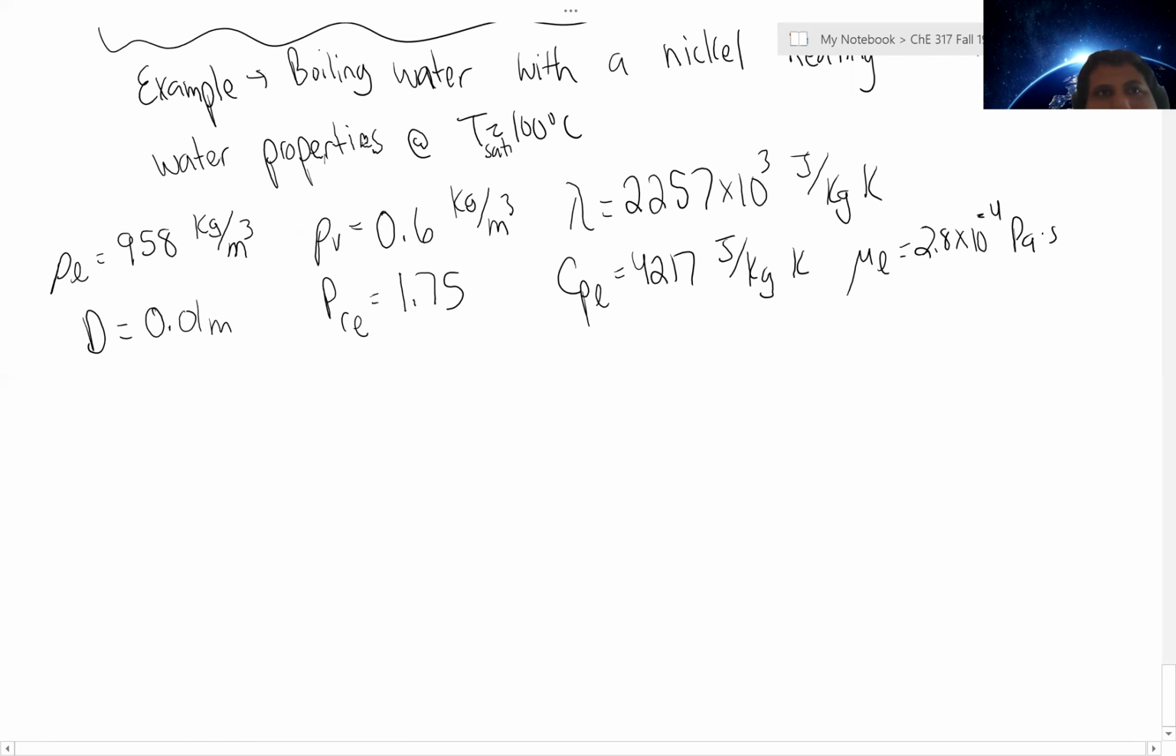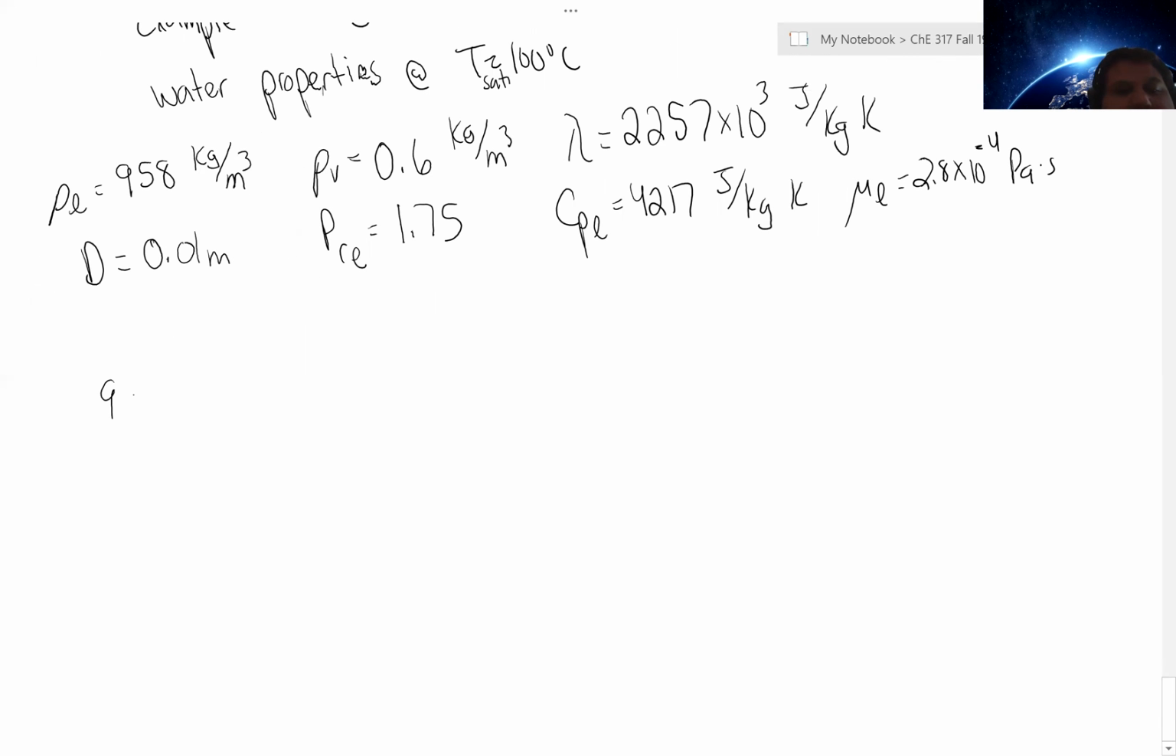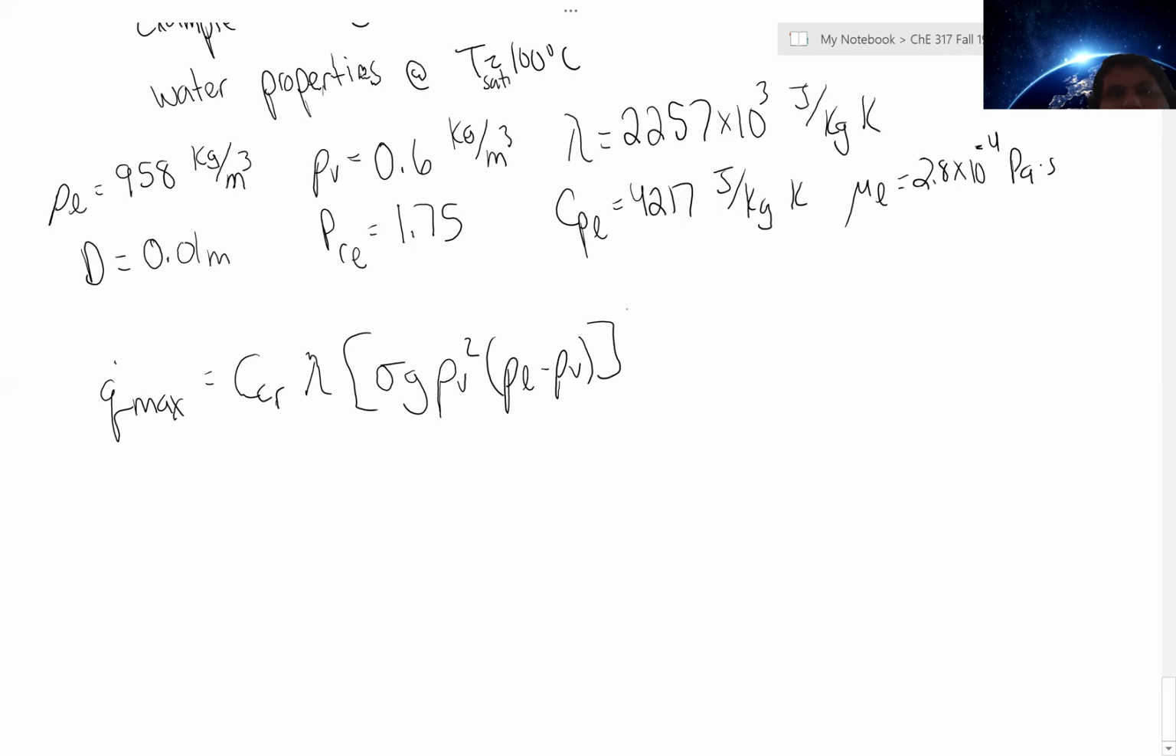So what did I ask for? The maximum heat flux. So Qmax is going to be CCR times lambda times the fourth root of sigma times g times rho V squared times rho L minus rho V. Oh, and it looks like I need surface tension. So my surface tension is going to be approximately 0.0589 newtons per meter.